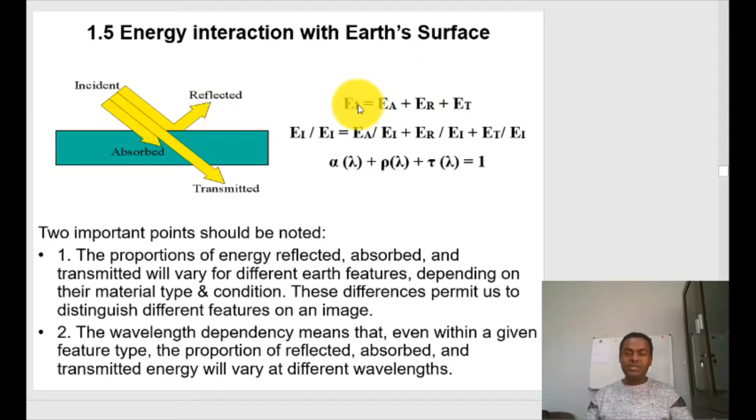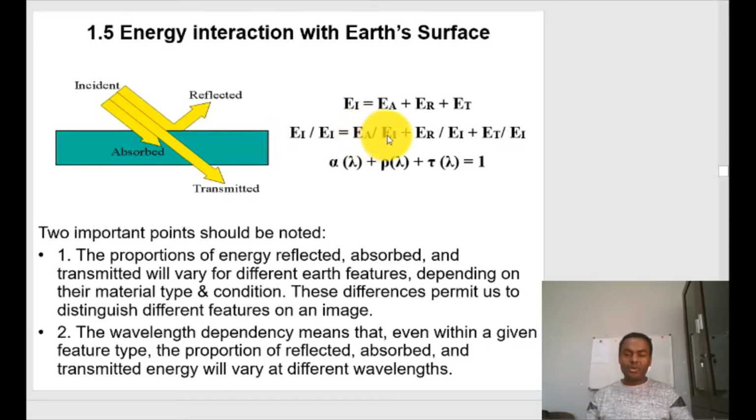So energy incident is equal to energy absorbed plus reflected plus transmitted. If you divide this part of the equation and this part of the equation by energy incident, it becomes what? This is 1. This is 1.